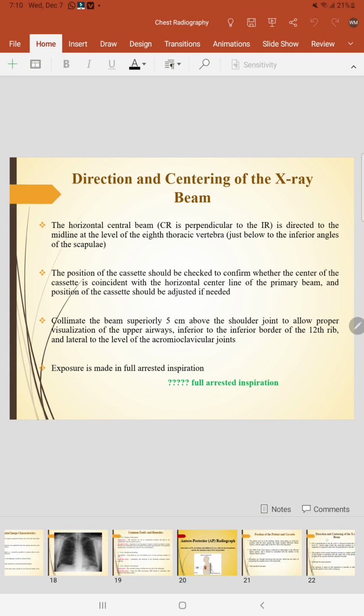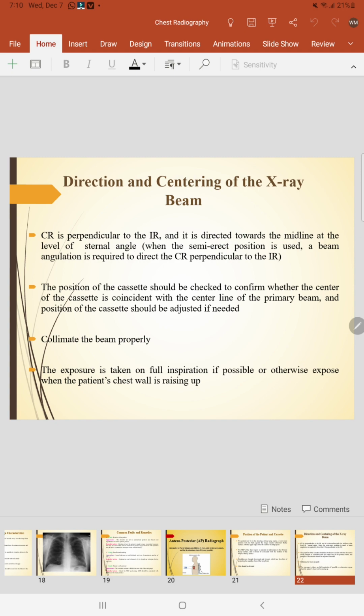Now, for AP projection, CR is directed towards the midline at the level of the sternal angle. When the semi-erect position is used, a beam angulation is required to direct the CR perpendicular to the image receptor. The position of the cassette should be checked to confirm whether the center of the cassette is coincident with the center line of the primary beam, and adjusted if needed.